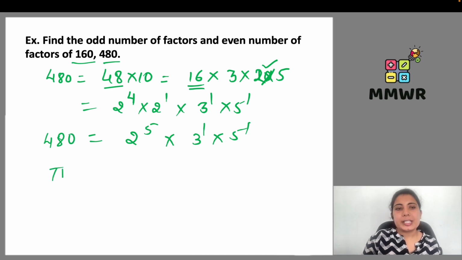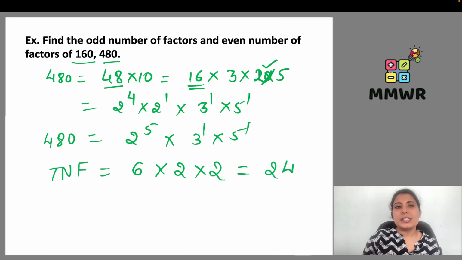So for 480, I got to know the total number of factors. 5 plus 1 is 6, 1 plus 1 is 2, 1 plus 1 is 2. So total 24 factors are there of 480. Total number of factors, 24 are there.